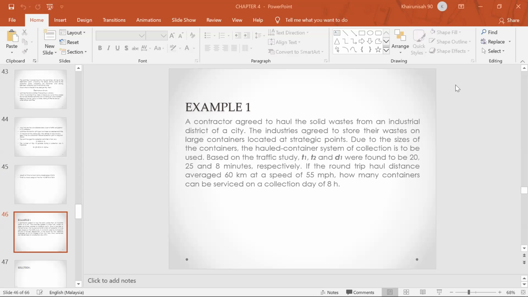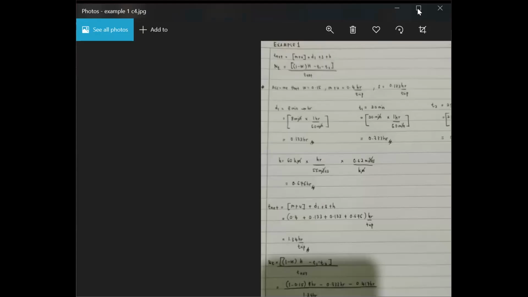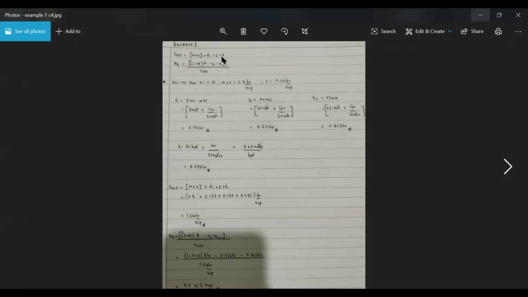So the first thing that we need to do is, okay, we will share a slide for the solution. You can refer to this slide for the solution. First, you need to know the formula that we will use. NT equals (1 minus W) multiplied by (H minus T1 minus T2), divided by T net.